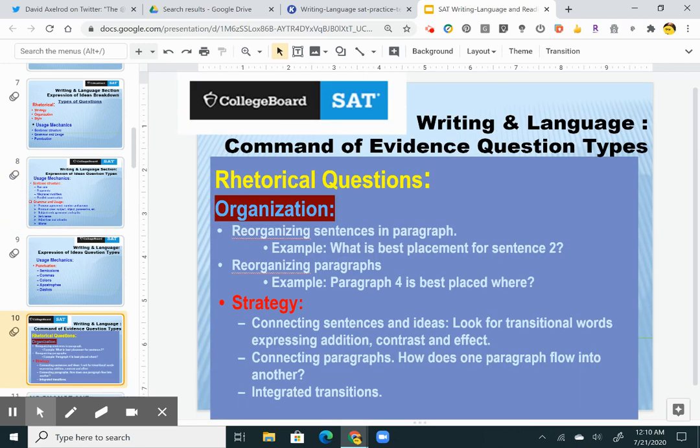And then you've got rhetorical questions, such as organization, reorganizing sentences in a paragraph. Example: what's the best placement for sentence 2? Reorganizing paragraphs: Paragraph 4 is best placed where?